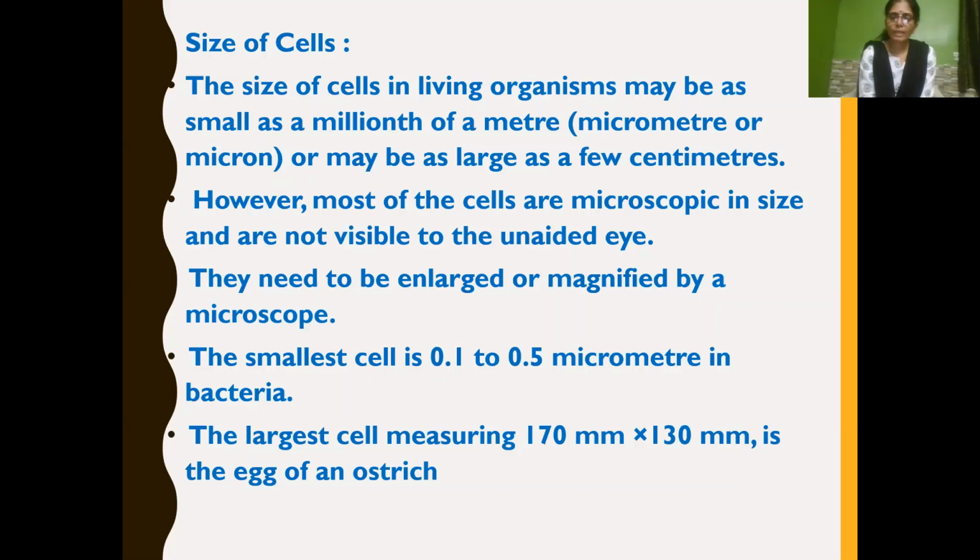Give one example of the smallest cell. The cell of a bacterium is the smallest cell. The size is 0.1 micrometer to 0.5 micrometer. Example for the largest cell: the egg of an ostrich. What is the size? 170 millimeter by 130 millimeter.